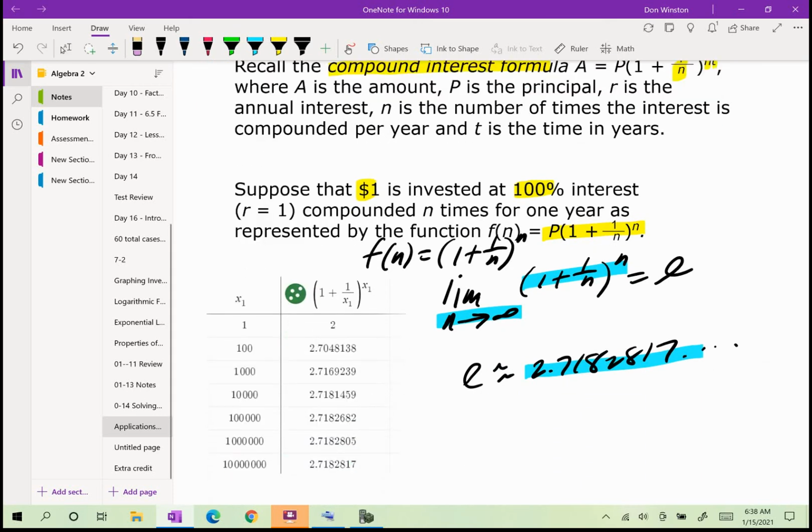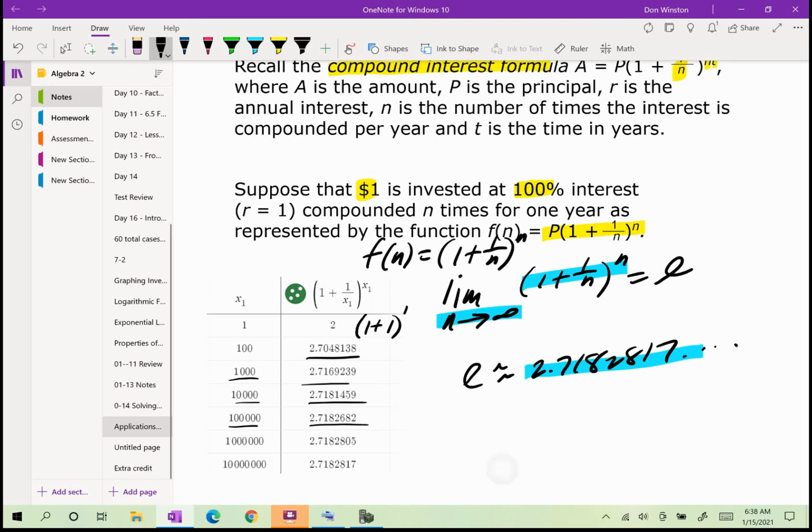Well, I created a table. When the number of compounding periods is 1, we just have 1 plus 1 over 1, which is 1 raised to the 1, so that's just 2. But when the number of compounding periods increases to 100, so we have 100 compounding periods in a year, now we get a value of 2.7048. If we have 1,000 compounding periods in a year, 2.7169.